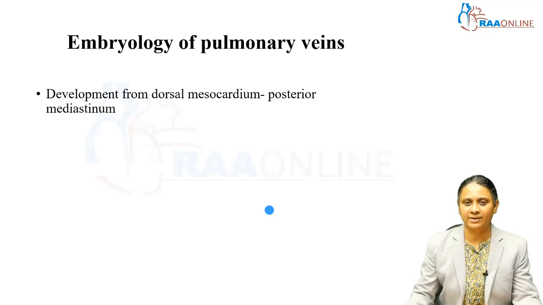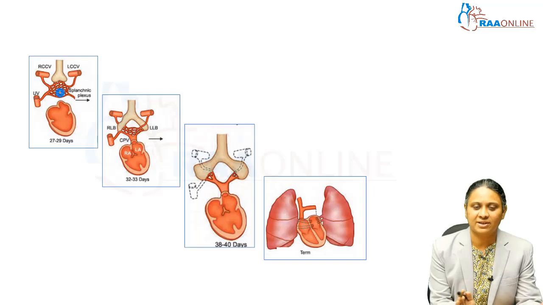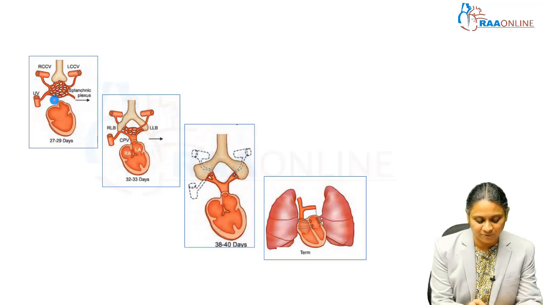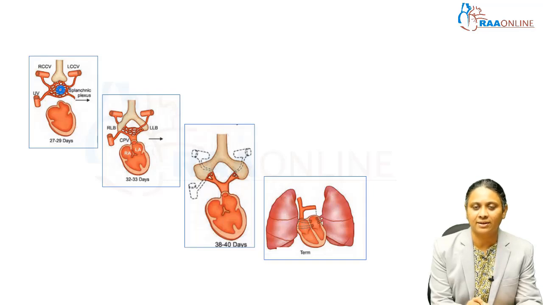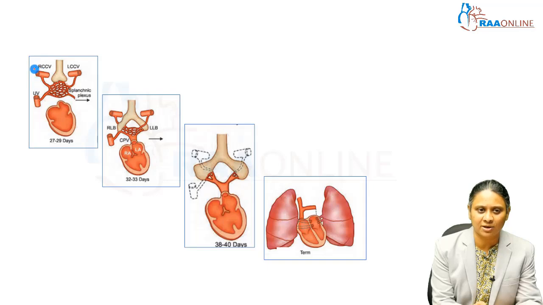The pulmonary veins develop from the posterior mediastinum, that is the dorsal mesocardium of the posterior mediastinum. They develop around, they enmesh the lungs. Initially, they start to form from the splanchnic venous plexus. If you remember the embryology of the fetal venous system or the sinus venosus, this is the splanchnic or vitelline venous plexus, which is formed from the vitelline veins. There is connection with the right common cardinal vein, umbilical vein, left common cardinal vein, and the other umbilical vein. So this is a fetal structure which is around 27 to 29 days.